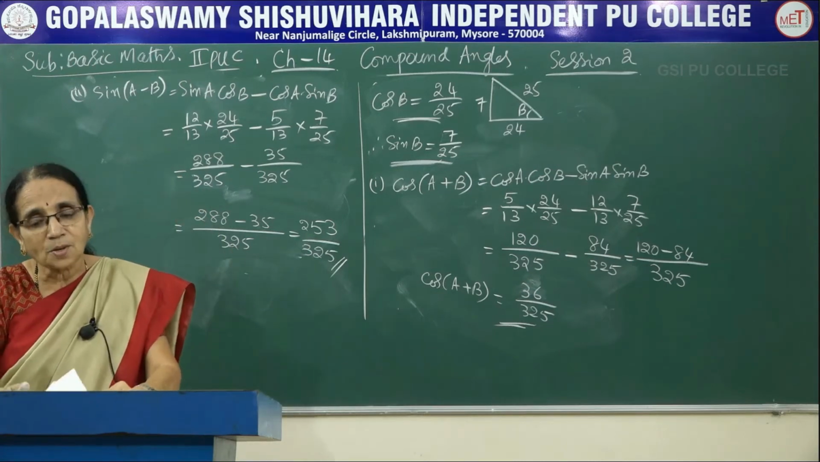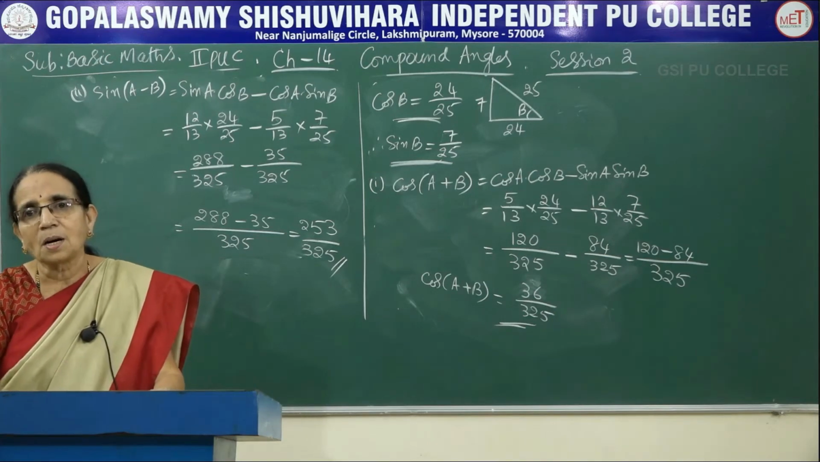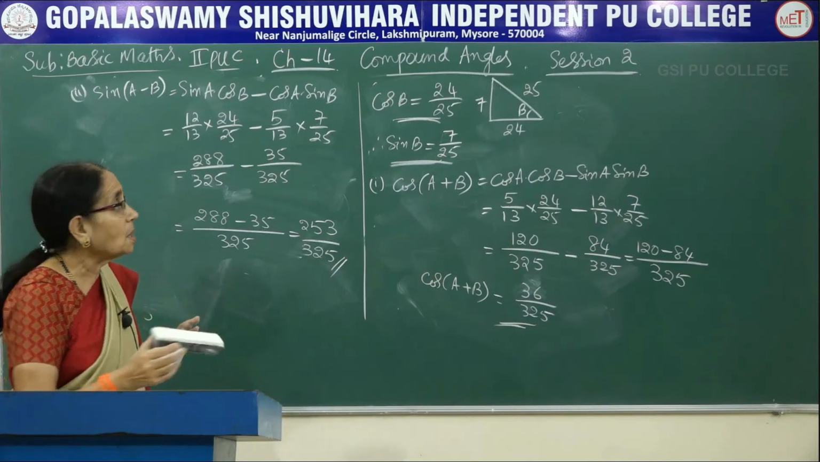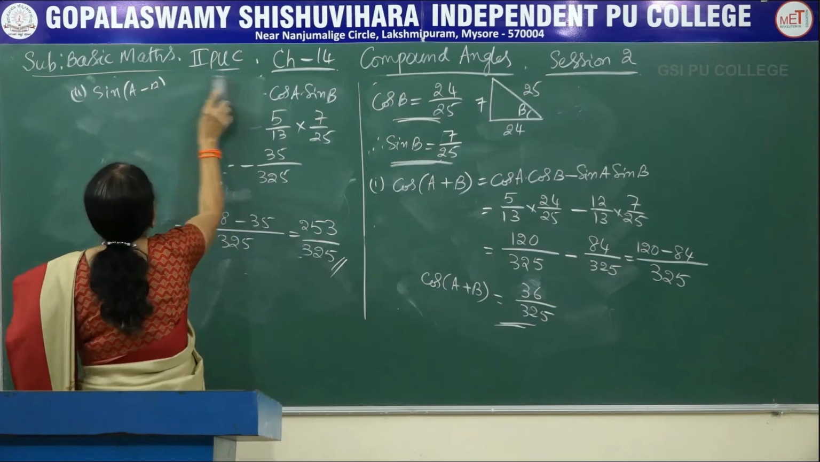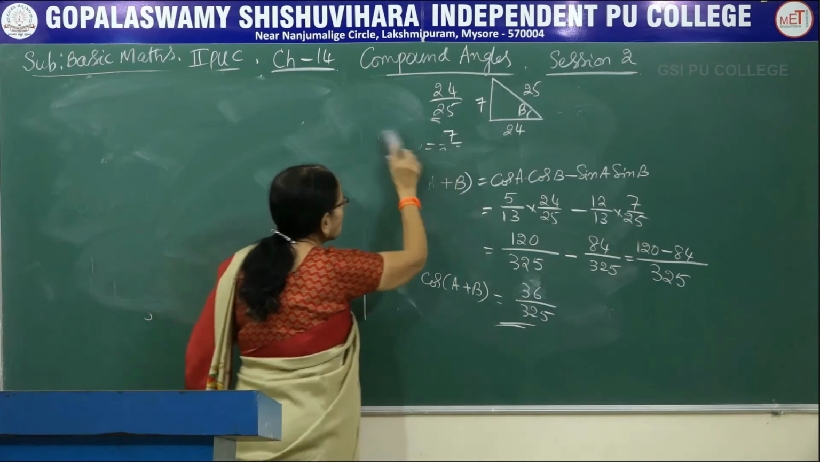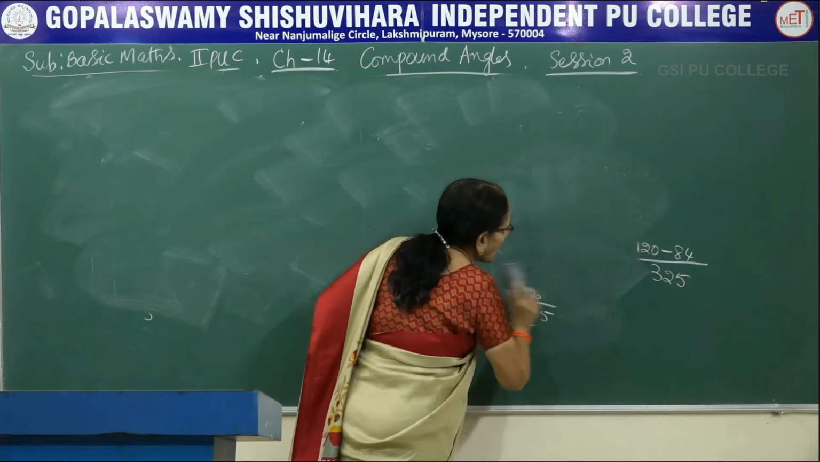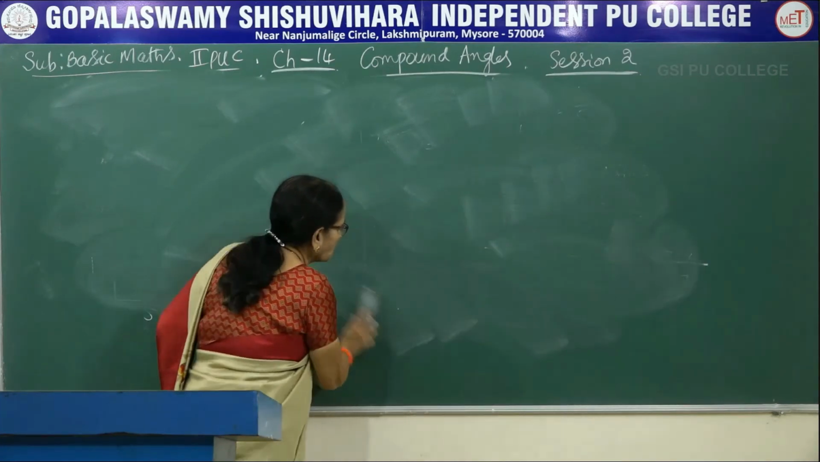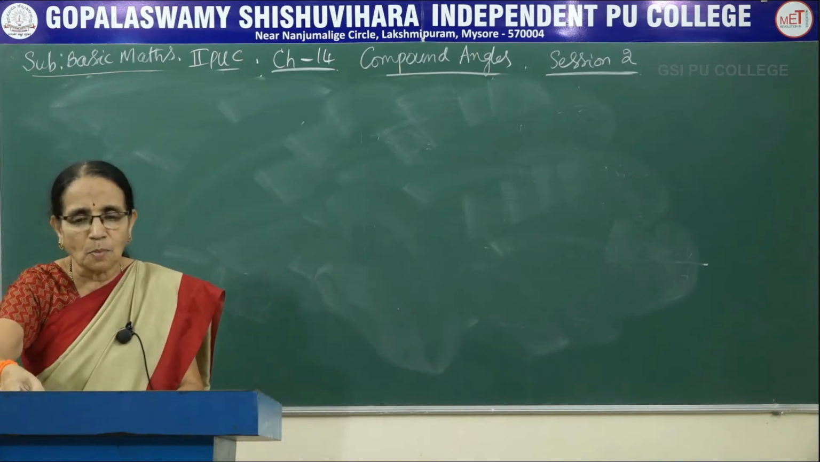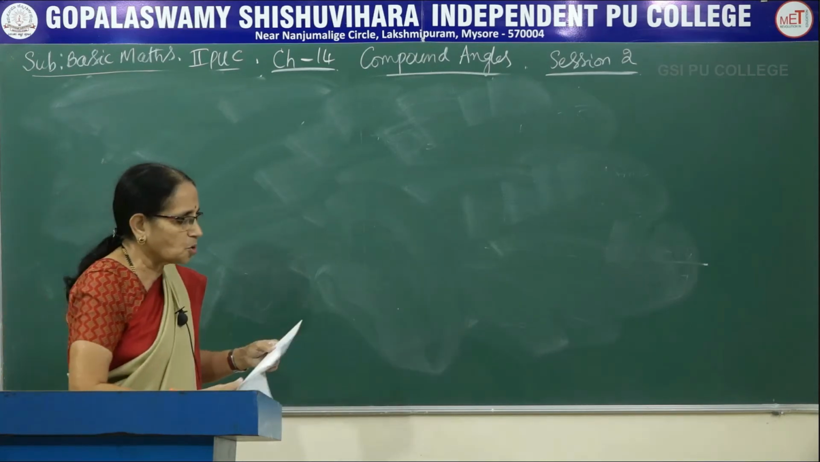Now in both these problems, it was easier for us to do the calculation. The reason being both A and B were acute angles. Now suppose they are lying in different quadrants, then you have to be extremely careful to remember the appropriate rule and appropriate sign that is allotted to that angle as well as that ratio. We will take up one or two more problems in which the angles would be lying in different quadrants. Let me take the next problem.